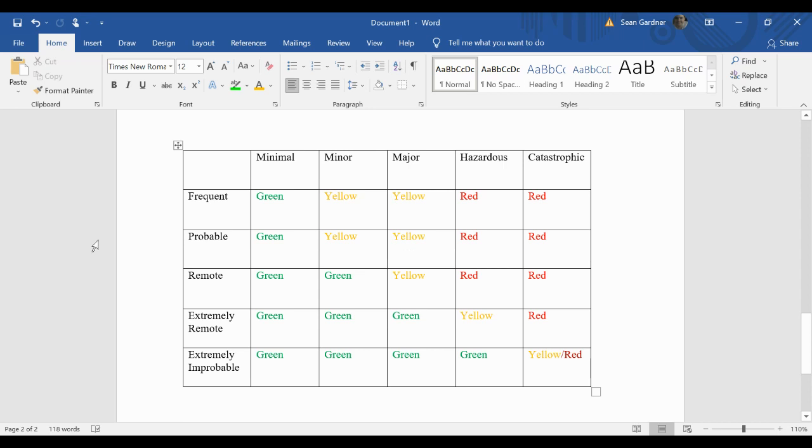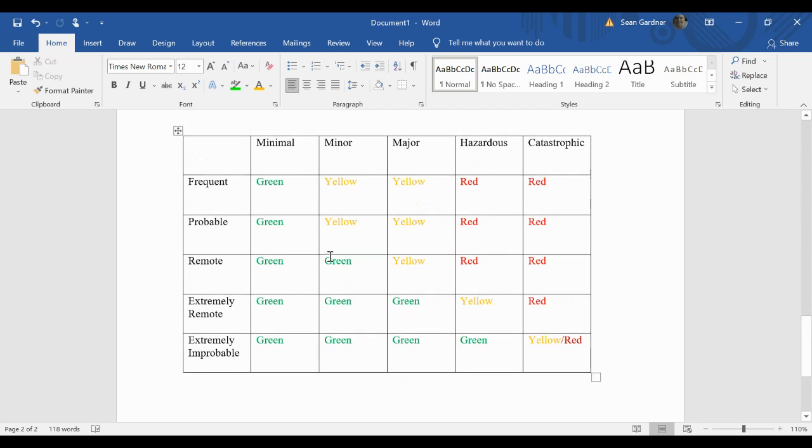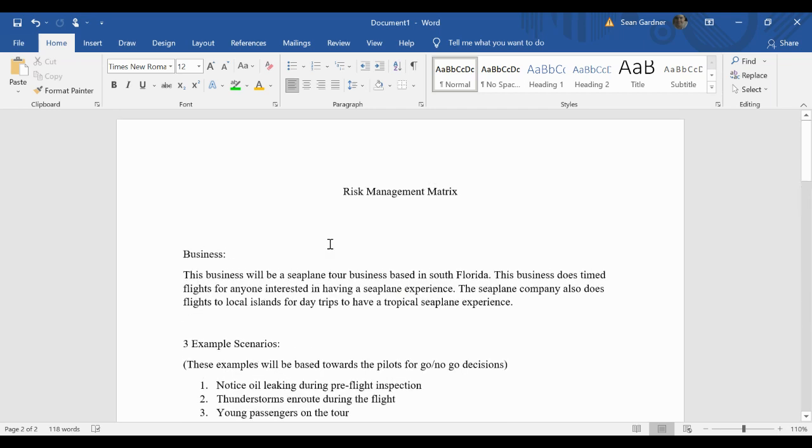But to mitigate a risk such as this one, maybe you can have younger passengers sit in the back of the airplane where they cannot reach the flight controls. Another way to mitigate these risks is to have a very good flight briefing and making it clear that the flight controls are not to be touched unless otherwise specified by the pilot. So this is my matrix, and thank you very much.